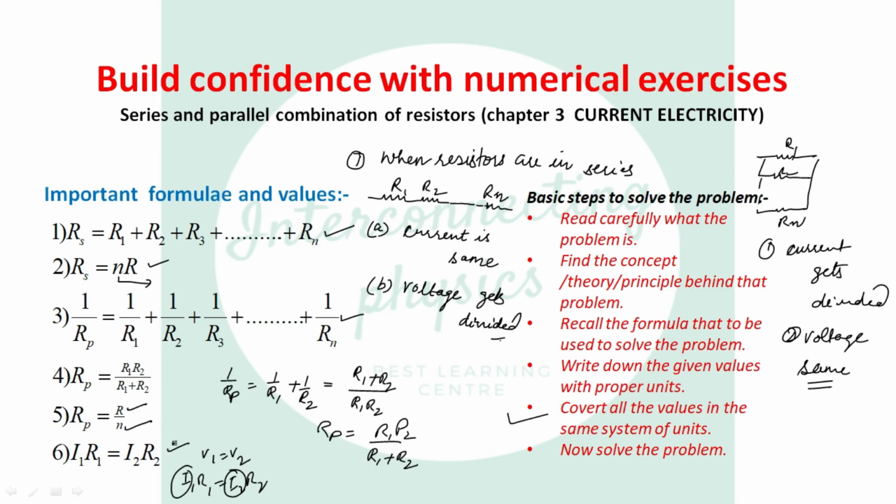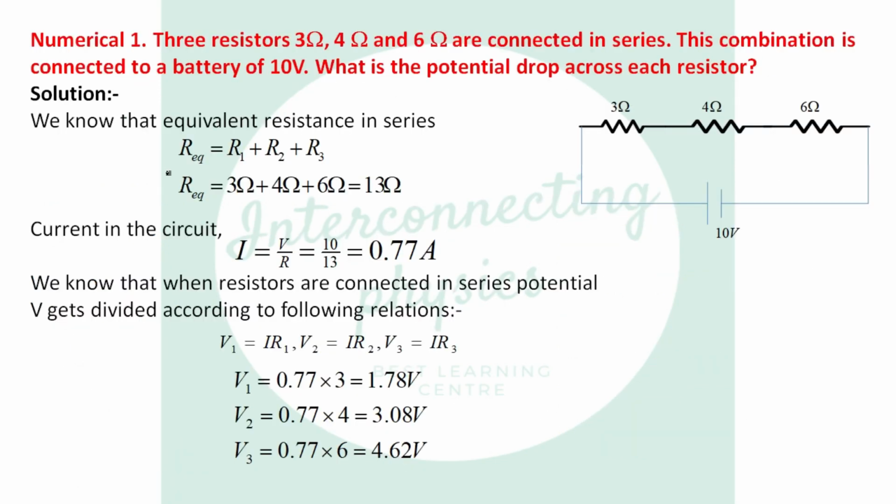So let's get started with the first numerical. Numerical number one: if three resistors 3 ohm, 4 ohm and 6 ohm are connected in series, and this combination is connected to a battery of 10 volt, what is the potential drop across each resistor?